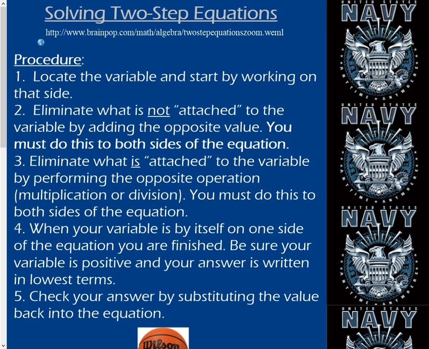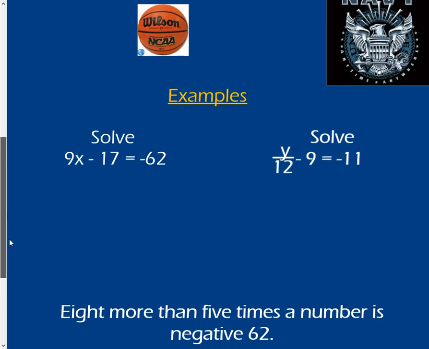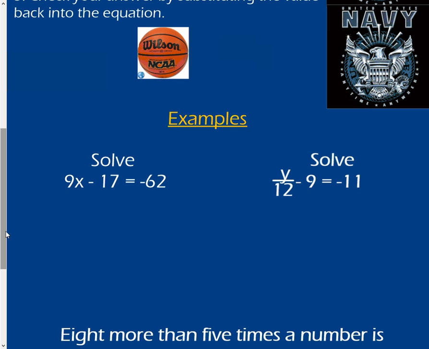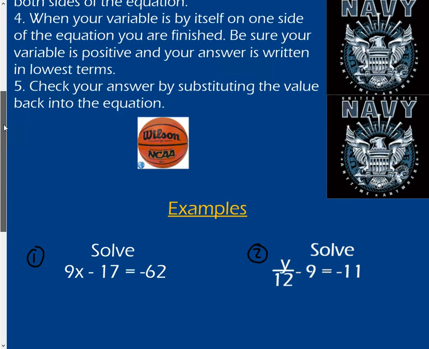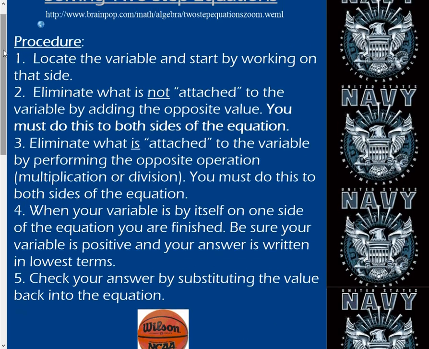So here's what we're going to do. Two-step equations. Here's an example. We have 2 examples right here. Example number 1, 9x minus 17 equals negative 62. In a second, you'll be able to solve that really quick. We also got y divided by 12 minus 9 equals negative 11. Same thing. It's going to take us 2 quick steps. Check your answer. You're good to go. That's how specialists do it. This is boot camp, y'all.